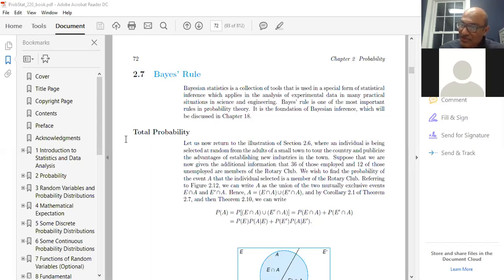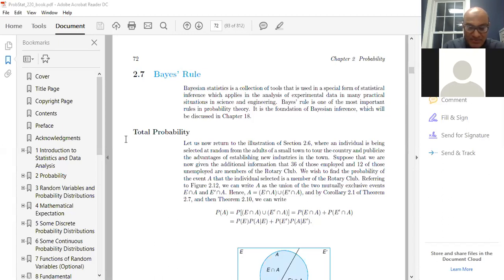Okay guys, so last time we saw article 2.6, and that was conditional probability. Actually, conditional probability was the base for Bayes theorem. That's what we are going to see today. So Bayesian statistics is the collection of all the tools used in a special form of statistical inference, which is applied in the analysis of experimental data in many practical situations in science and engineering.